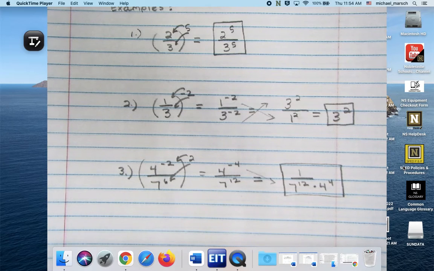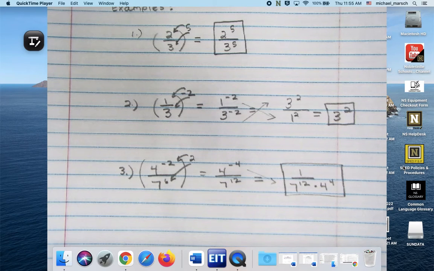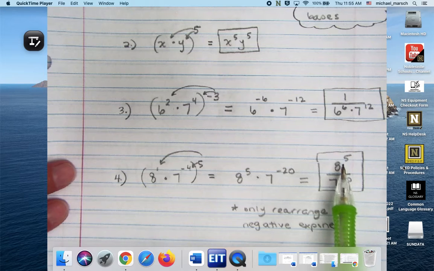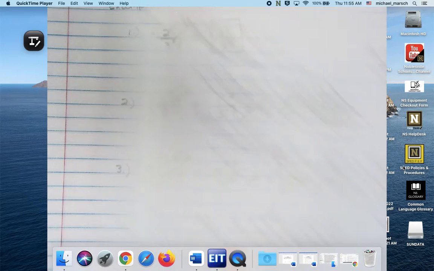Locations. So if there's a negative and a positive, you put them both on the bottom? If that's where the positive was to start, yes. So if the positive was up here, then it would stay in the numerator, kind of like the one we did on the power of a product rule. So if the positive's on the top, then what would you do? Do you remember in this one right here, where we had 8 to the 5th and 7 to the negative 20th? This stayed in the numerator, and this got moved to the denominator. Okay. So you would do the exact same thing. Good question.